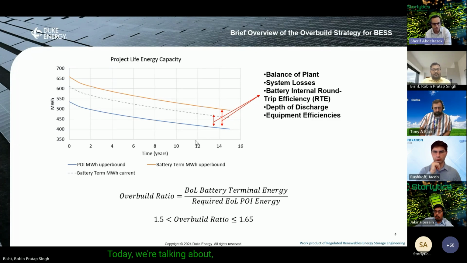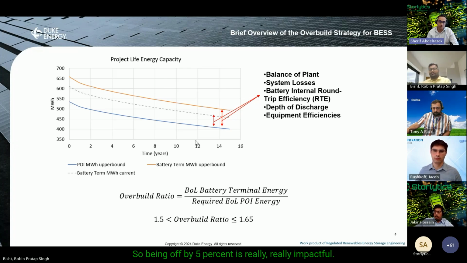Today we're talking about let's just say $250 to $300 per kWh or so. If you look at overall project finances, that ends up being, conservatively speaking, probably more than 50% of the cost of the overall project. So being off by 5% in terms of degradation or overbuild ratio is really, really impactful to project finances. That's why using rules of thumb at this particular point is really, really dangerous.